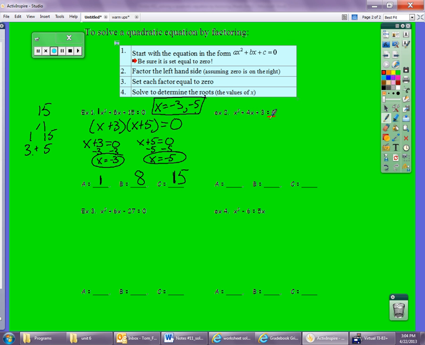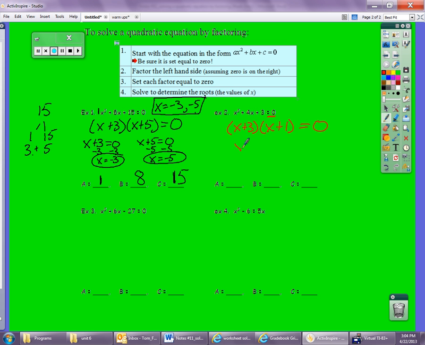So it's in our correct form. So now we want to try to factor. We want factors of 3 that give us 4. So we're going to have x plus 3, x plus 1, and it equals 0. So we did step 2. We factored the left side.